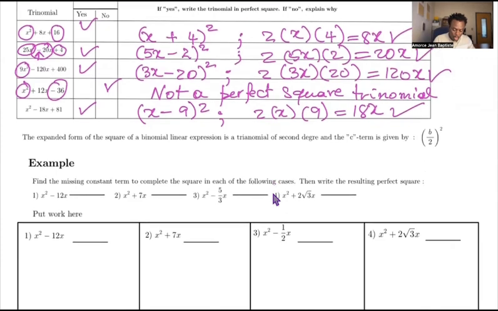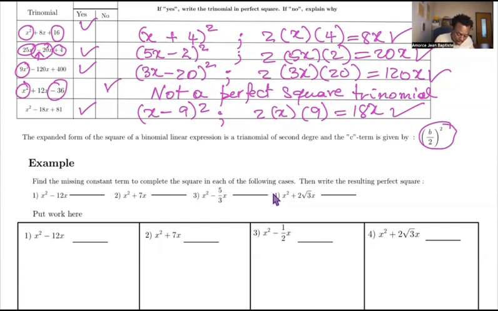Now, to complete the square, you may have the first two terms of a trinomial, and then you need to find the third term, the constant. And that's completing the square. To complete the square, you need to find the constant term. The constant term of a trinomial of second degree is always given by b divided by 2 squared, with the condition that a equals 1.